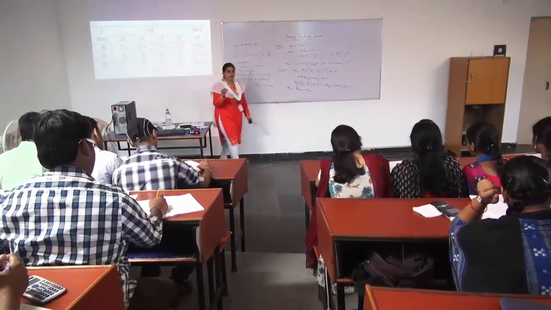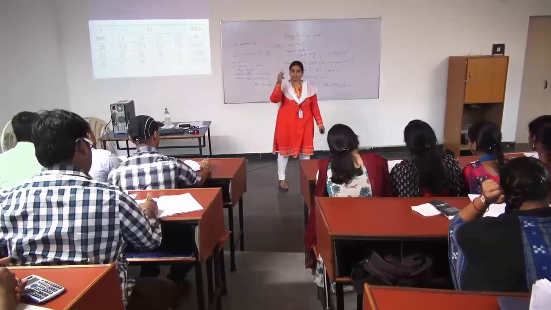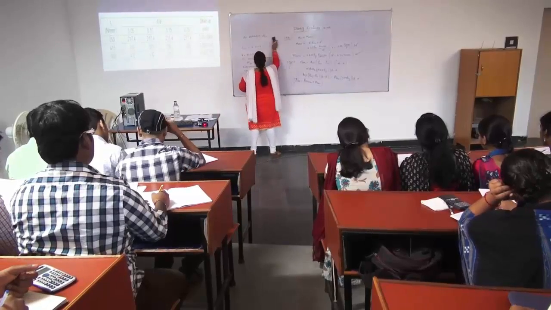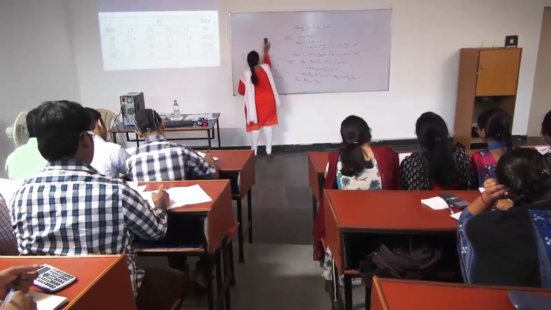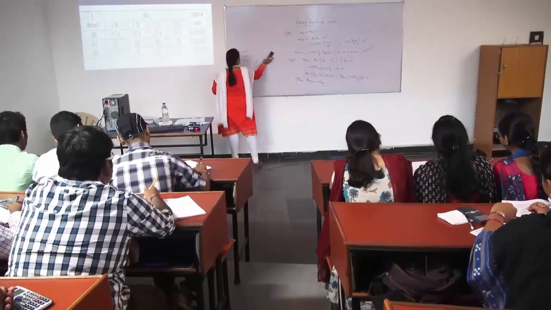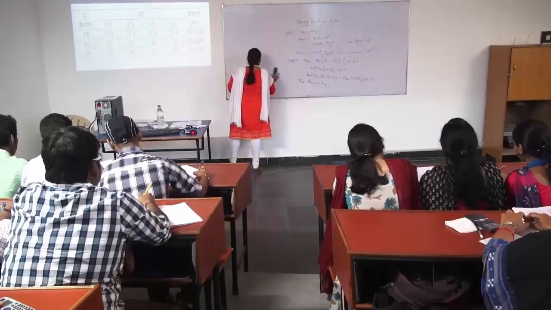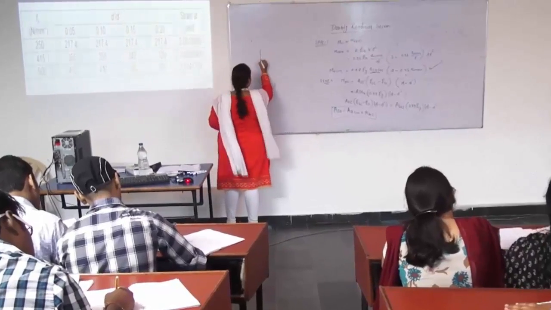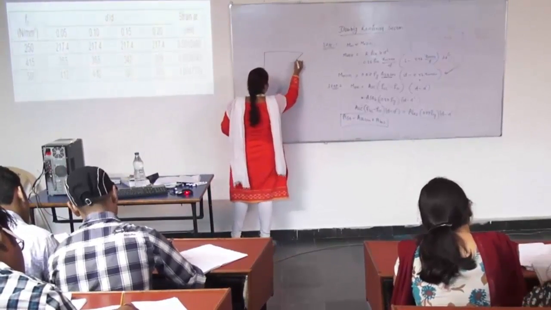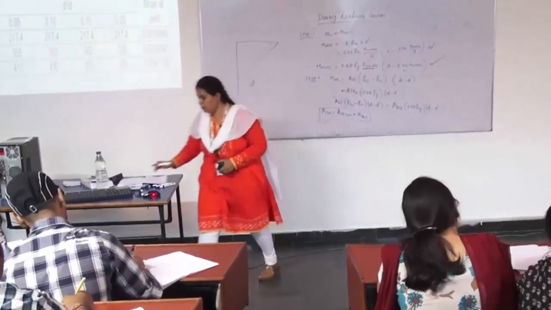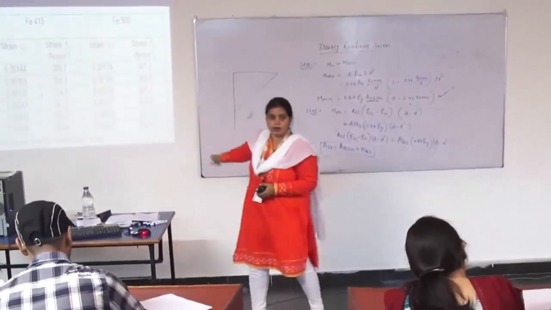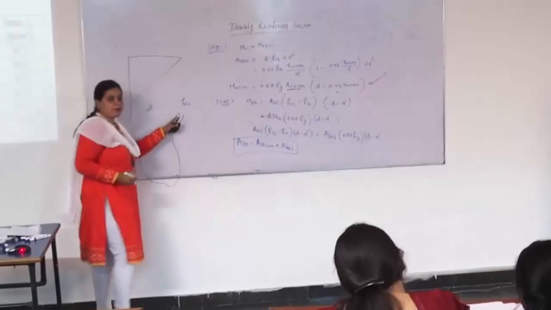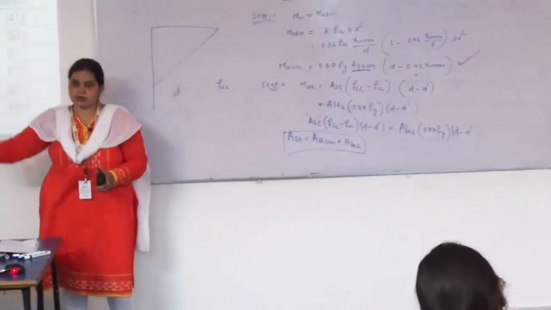By using that 0.0756, you are going to find out the epsilon SC. So calculate epsilon SC. Now using this table, find out FSC. You are going to find out FSC by using this table.